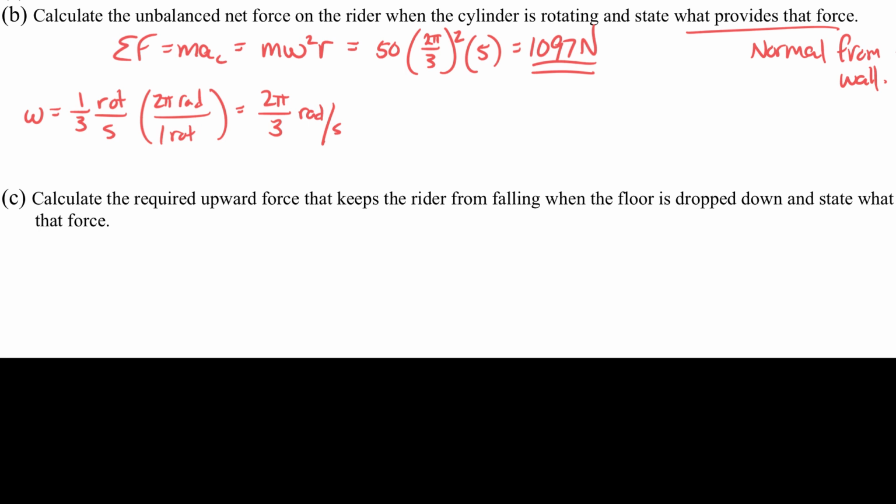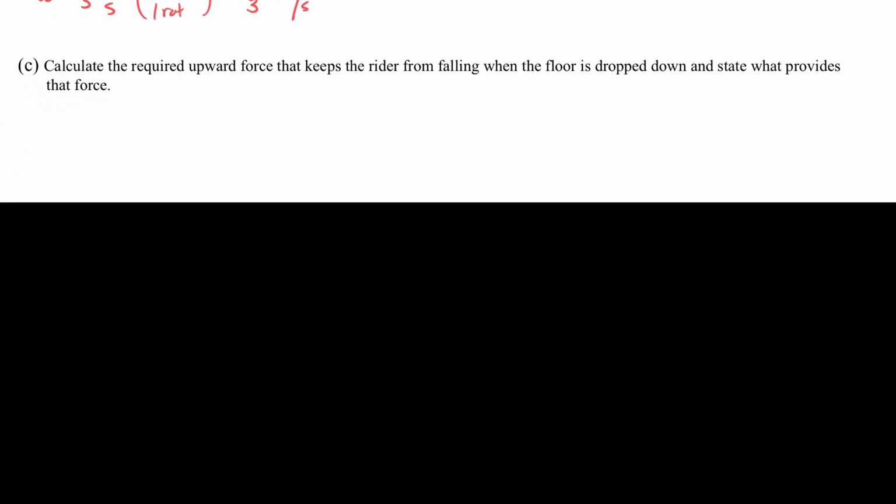Any questions? Alrighty. Calculate the required upward force that keeps the rider from falling when the floor is dropped down and state what provides that force. Friction. Now, it seems to me you only have part of an FRQ here. You see, I only gave part, because there's got to be another question, right? This isn't asking enough to me, especially if this is all you wanted to see. What do you think the other question was?